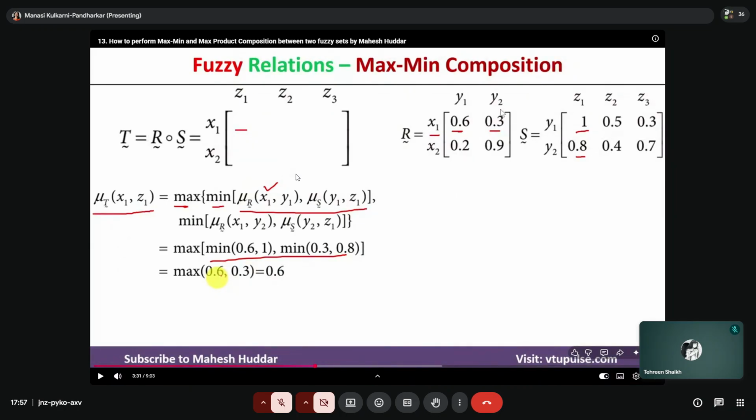So x1, y2, that is 0.3, and y2, z1, that is 0.8. So 0.3, 0.8, what is the minimum? Tell me which is the minimum out of this. So can I say out of this the minimum is 0.6, out of this the minimum is 0.3, but from these two minimums, what is the maximum? It is 0.6. So 0.6 will come over here in the new relation, that is T. Is this clear? This is called a max-min composition. Are you with me, everyone?